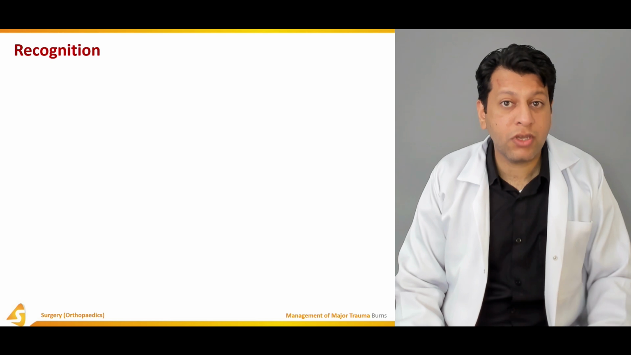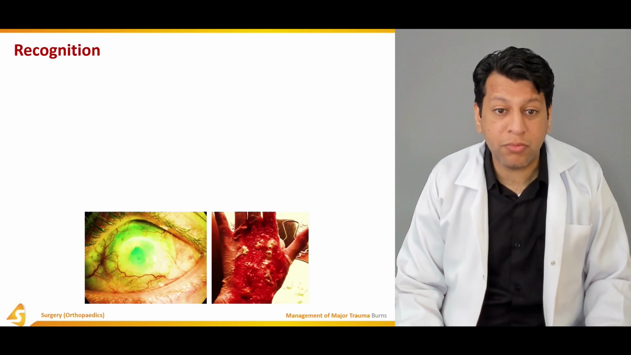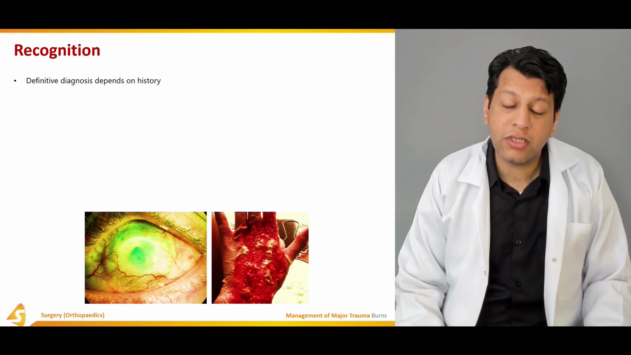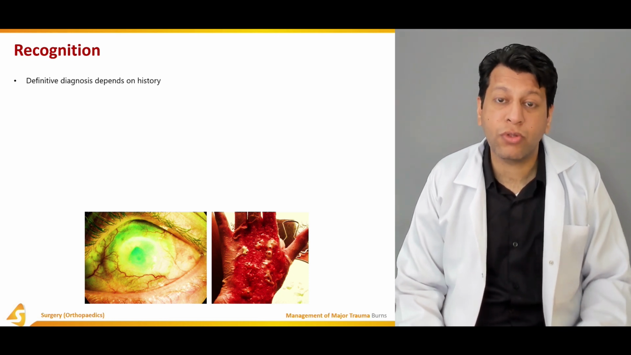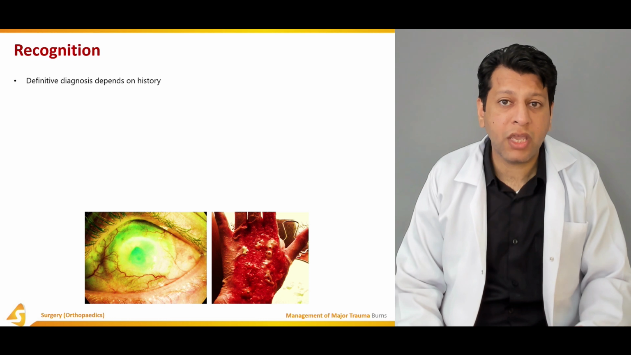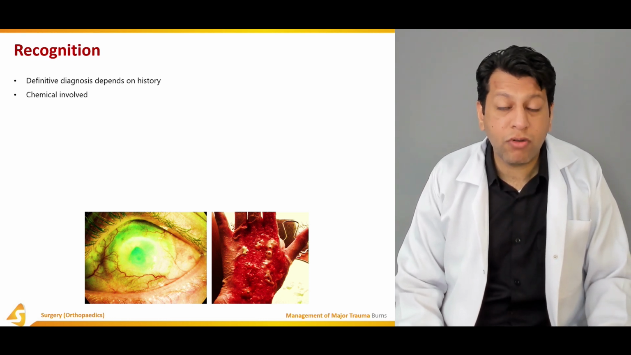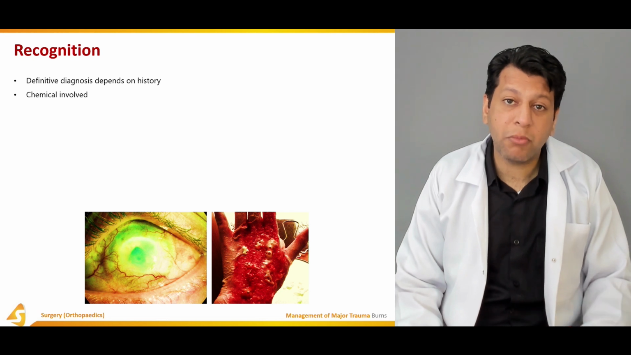Now, how do we analyze them, how do we recognize these problems? Usually the definite diagnosis depends upon the history. The patient would tell you that something was thrown on me. Could be some kind of chemical. So what was it? Usually we may know what type of chemical was involved.